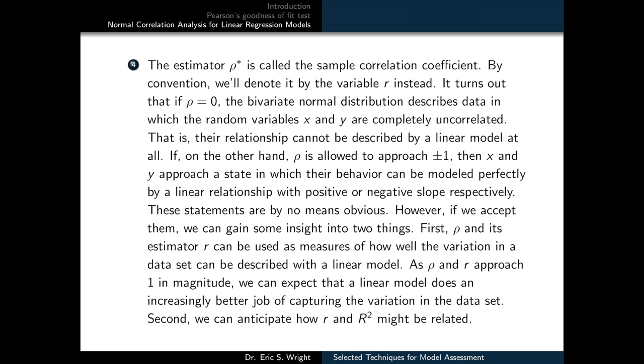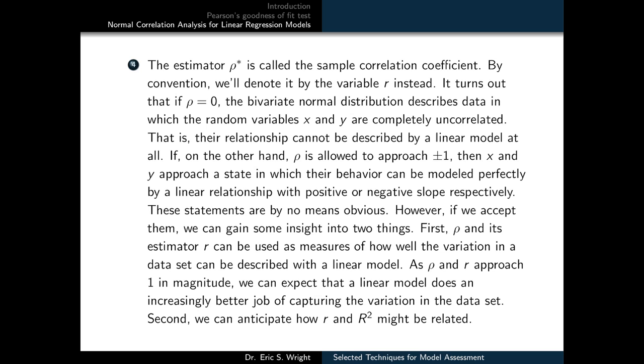It turns out that if rho equals zero, the bivariate normal distribution describes data in which the random variables x and y are completely uncorrelated. That is, their relationship cannot be described by a linear model at all. If, on the other hand, rho is allowed to approach plus or minus 1, then x and y approach a state in which their behavior can be modeled perfectly by a linear relationship with positive or negative slopes, respectively. These statements are by no means obvious. However, if we accept them, we can gain some insight into two things.